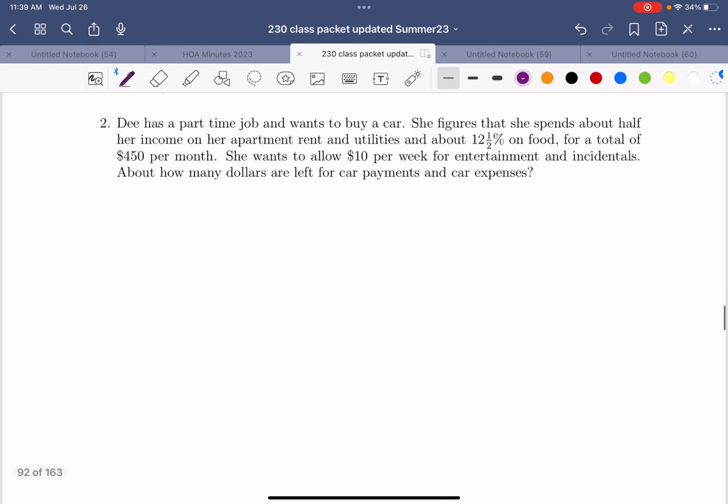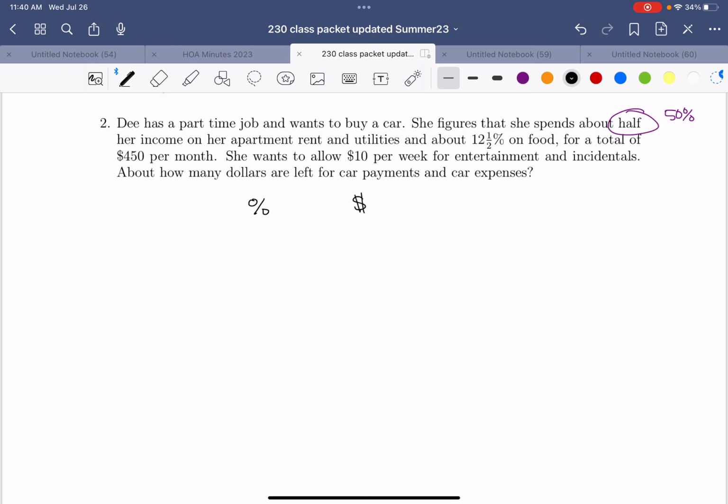D has a part-time job and wants to buy a car. She figures that she spends about half her income on her apartment rent and utilities, and about 12.5% on food, for a total of $450 per month. She wants to allow $10 per week for entertainment and incidentals. About how many dollars are left for car payments and car expenses? When I see the word half in terms of percentages, I'm thinking 50%. So we're talking in terms of our labels in percent, and money, so dollars. And then we're going to read through this.